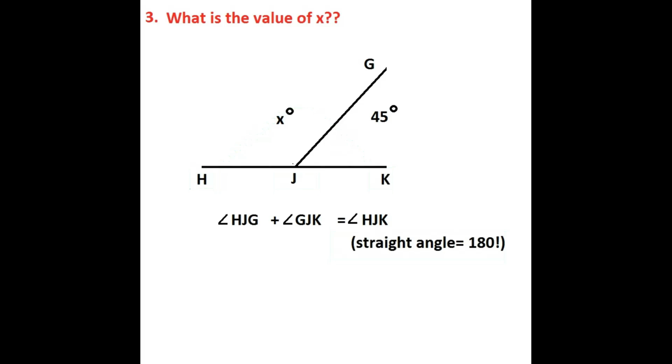So what do we do next? We have x plus 45 equals 180. Now we have a very simple equation to solve. Subtract 45 from both sides, and x equals 135. That's it. It's 135 degrees.